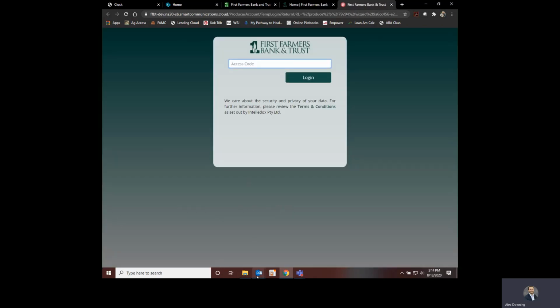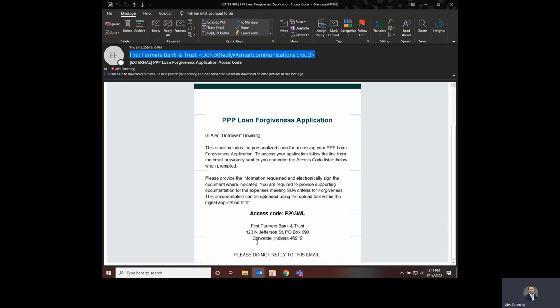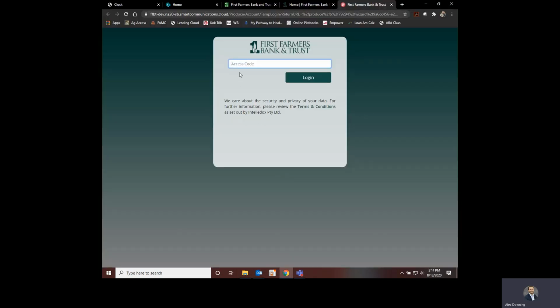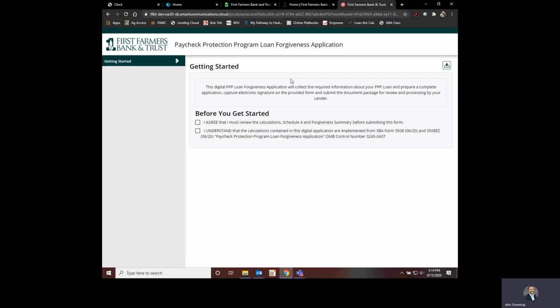So you can click on that, and you'll be able to start your application for forgiveness. So then you can go back to the other email, the one with the access code, and you can copy and paste that back into here. That will give you access to the application that we have made.